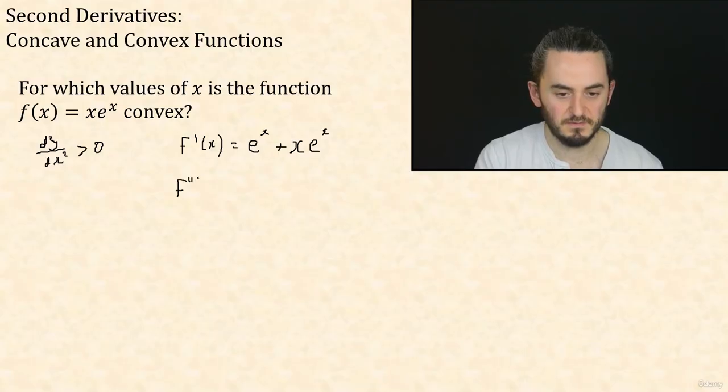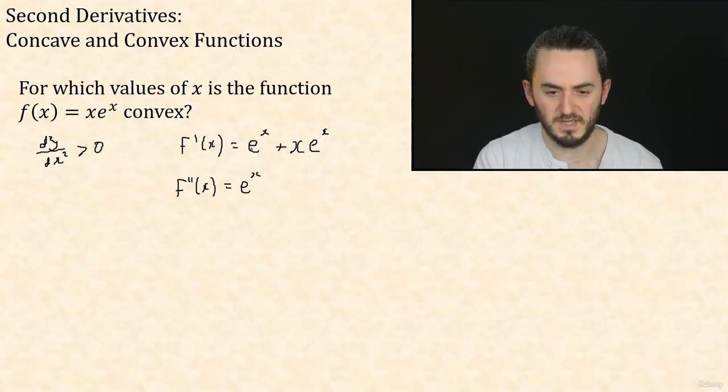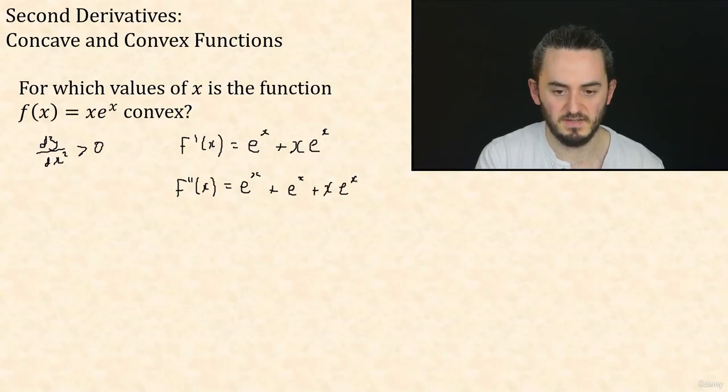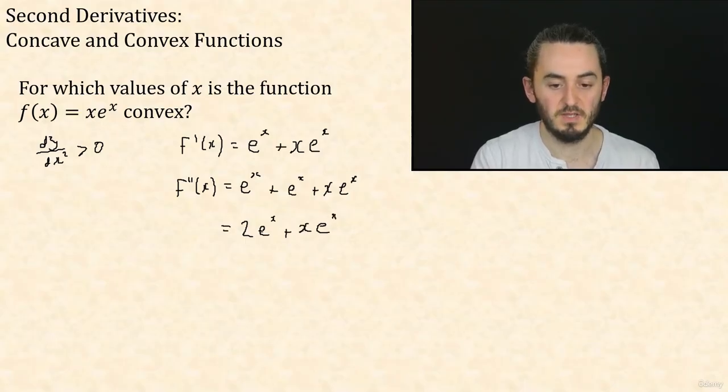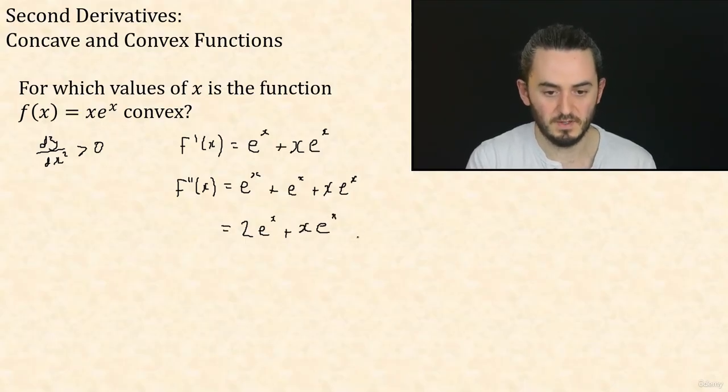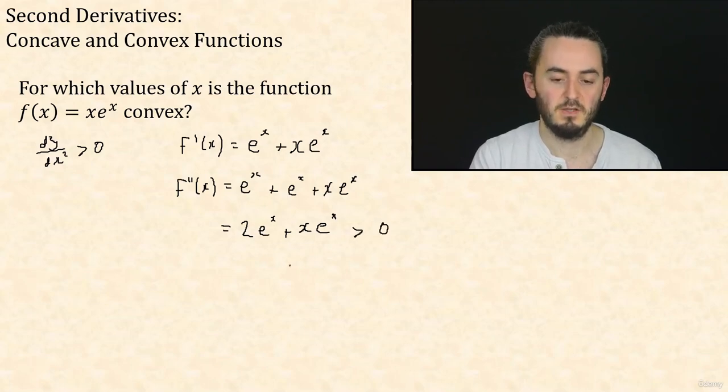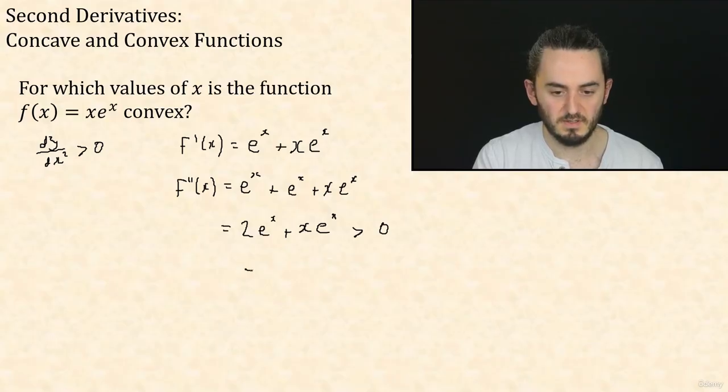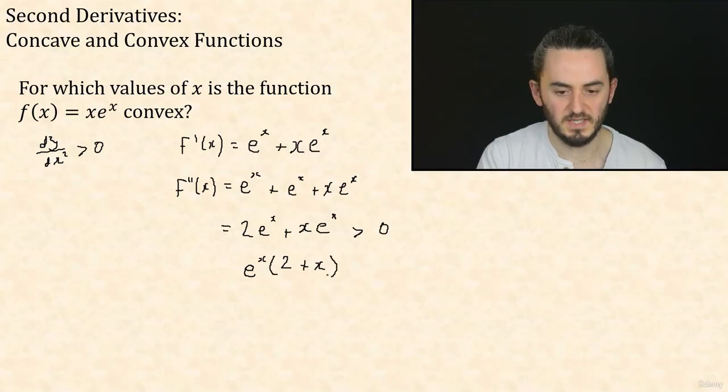Okay, second derivative. Derivative of e to the x is e to the x. Derivative of x e to the x, well, I've actually already done that, so I can just copy this. It's plus e to the x plus x e to the x, which is 2e to the x plus x e to the x. So I want to know, when is my second derivative positive? Okay, so to solve this, I can actually be quite sneaky here. If I factorize out an e to the x, I get 2 plus x here.